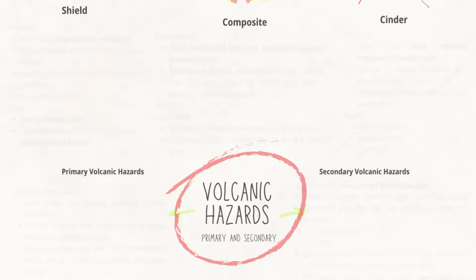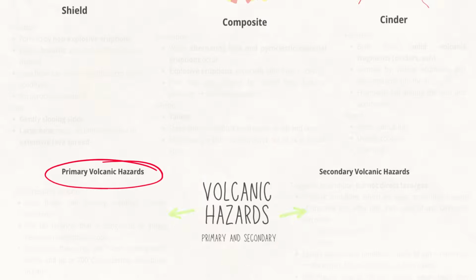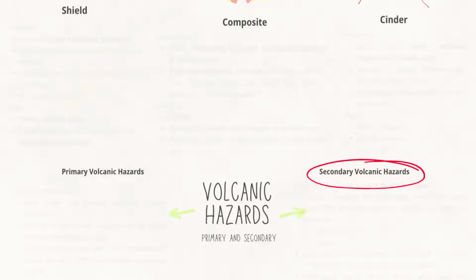Next, hazards. Primary hazards are the immediate, direct effects of an eruption, like lava flows, pyroclastic surges, and ash fall. Secondary hazards occur later as a result of the eruption, and include things like mud flows, landslides, and even glacial floods, all noted in my revision pack.